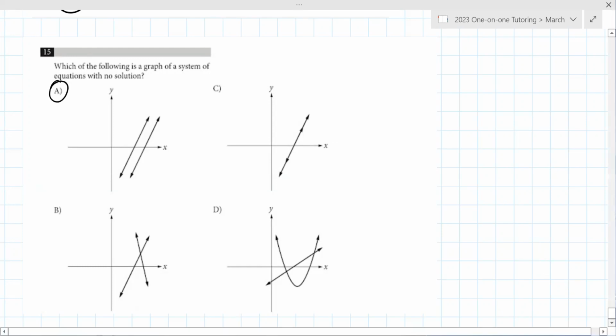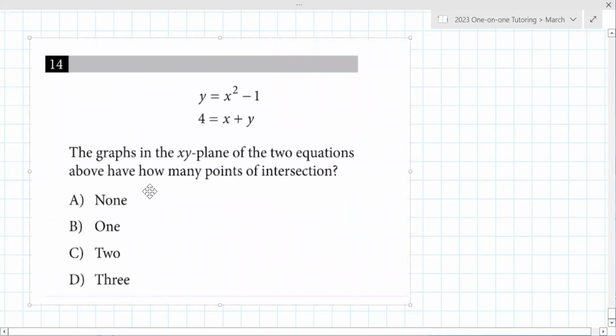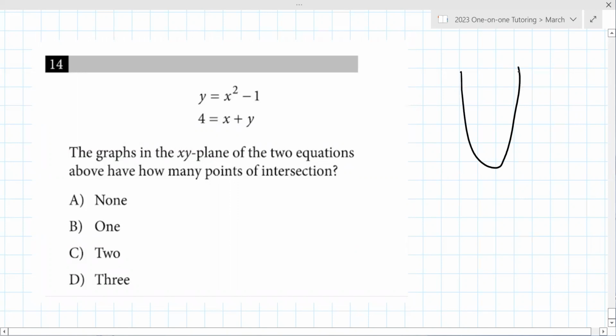All right, so here's another question, let's look at this one together at least a little bit. The graphs in the XY plane of the two equations above have how many points of intersection? What is the graph of the top one? What does that look like? Or what's a word you could use to describe that? I'm not sure. So parabola or U-shape. Okay. And how would you describe the second one? A straight line. Some sort of a line.